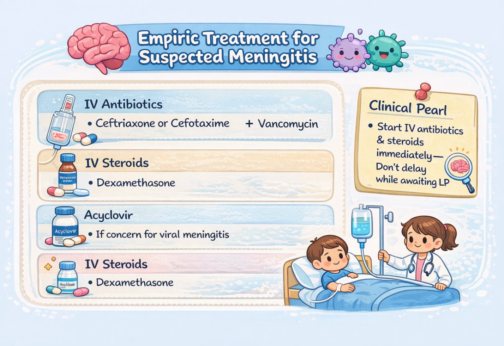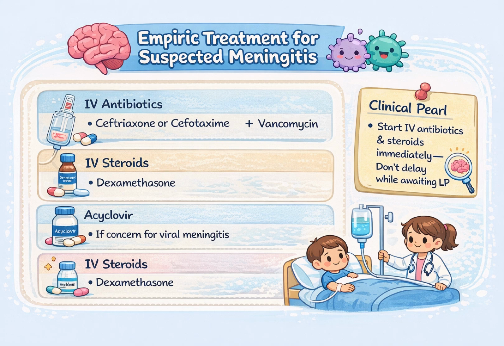So now comes the empiric treatment for suspected meningitis that is very important clinically. We start with the IV antibiotics, and in IV antibiotics we give a gram positive cover and a gram negative cover. The gram positive cover includes vancomycin and the gram negative cover includes ceftriaxone, as we know that ceftriaxone can cross the blood-brain barrier.